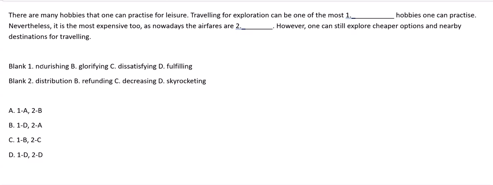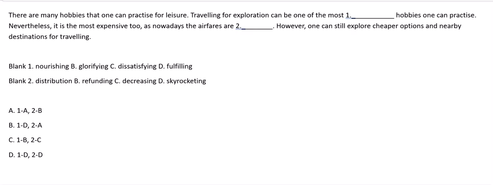Let's see the first option, nourishing. Always remember, the nourishing option is used for food and growth. Whenever it is a reference to food and growth, we'll use nourishing, not with hobbies. The second option is glorifying. Glorifying is nothing but praising or telling something is special. It is not about habits, it is about praising something.